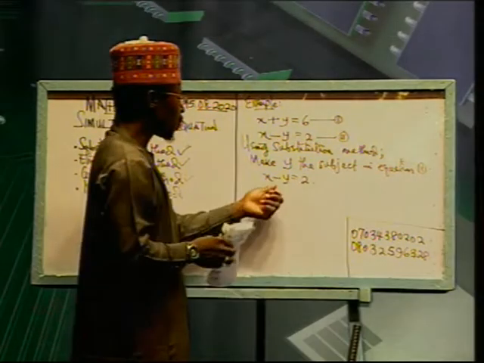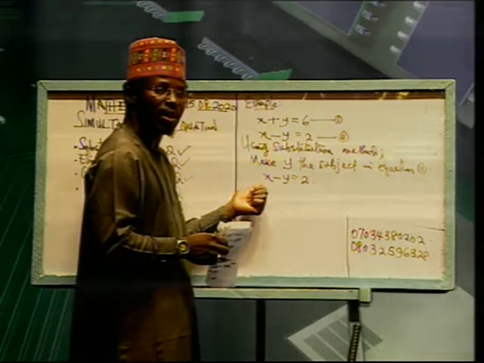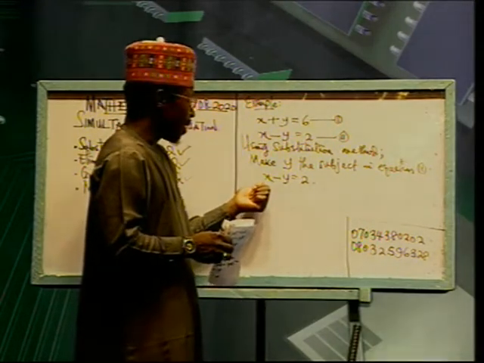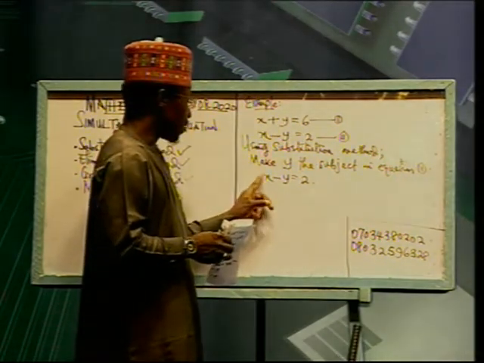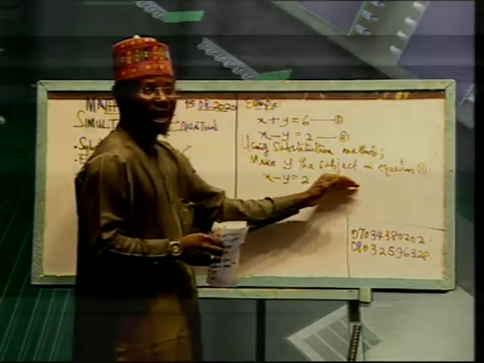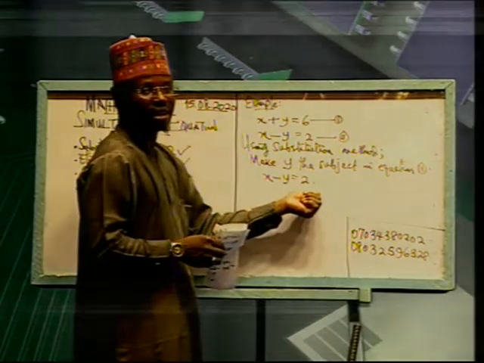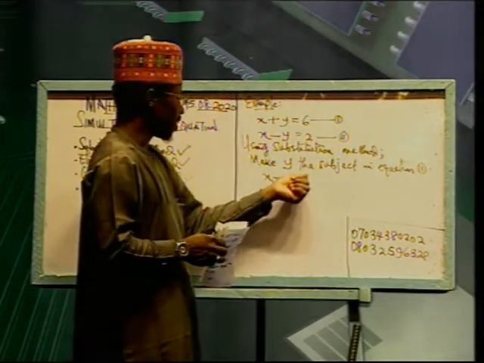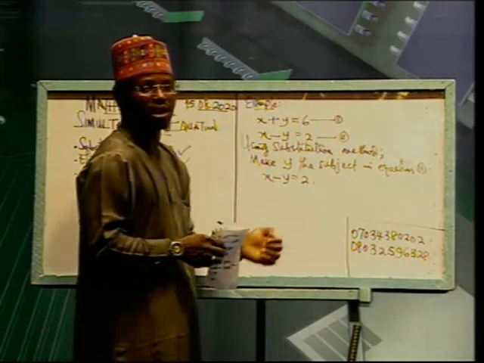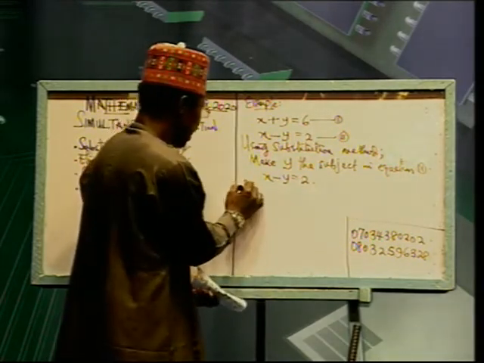So the first thing we do is to remove this x from here. We have to get rid of this x. And how do we do that? Since we have positive x here, we'll now subtract x from both sides. You can also transfer this x to the other side, but by standard, we subtract x from both sides.